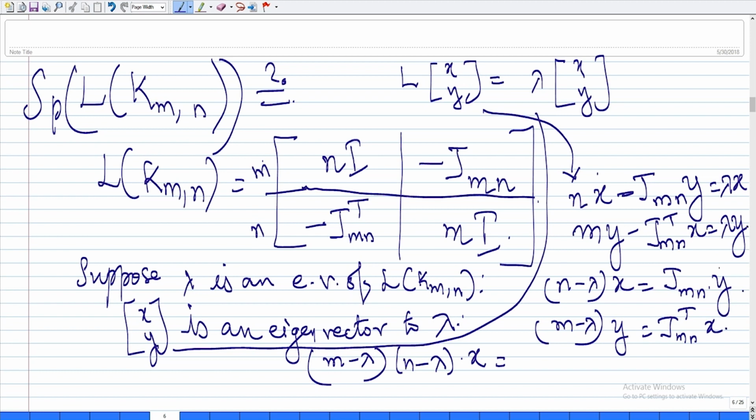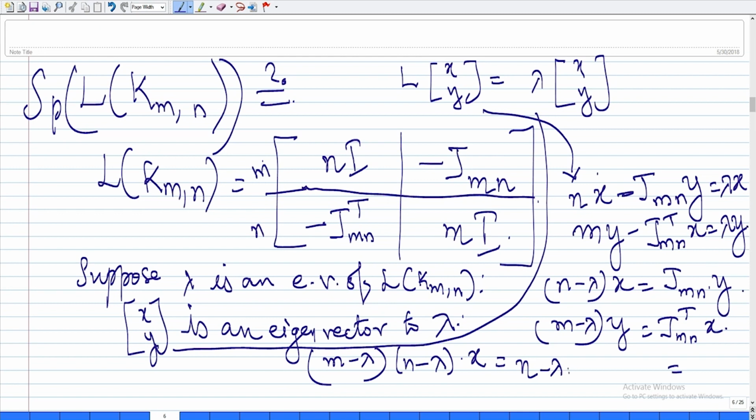Okay. So if I try to eliminate y, I just substitute for y this expression, Jmn transpose x over m minus lambda. So this would be nothing but Jmn into Jmn transpose. I don't have a lambda here, so let me do it step by step, so you will be able to easily understand what I am trying to say.